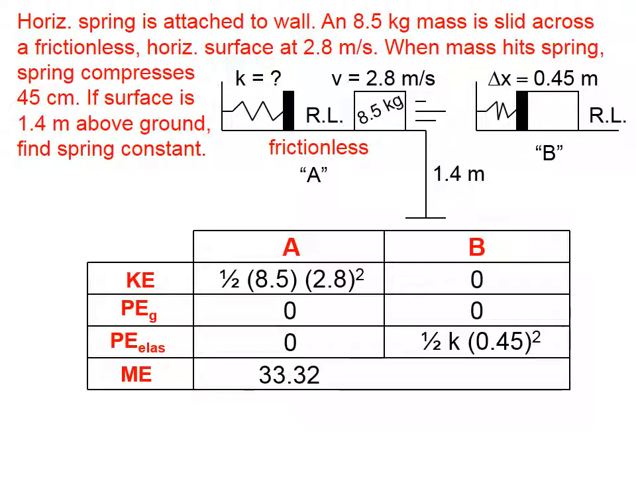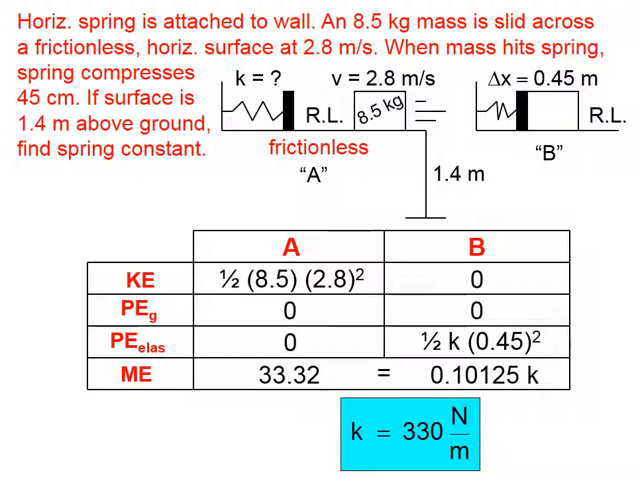So let's add up the terms on the left, add those up on the right, set them equal to each other, divide both sides by 0.10125, and find the spring constant to be equal to 330 newtons per meter.